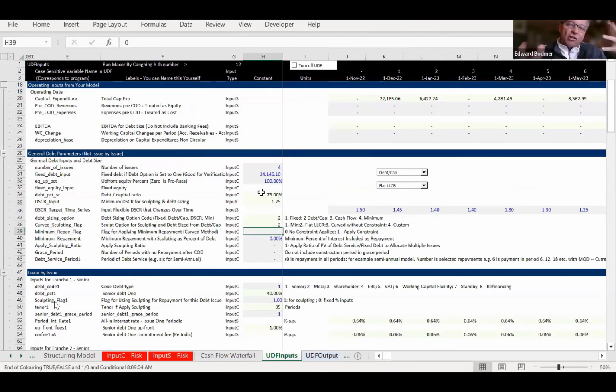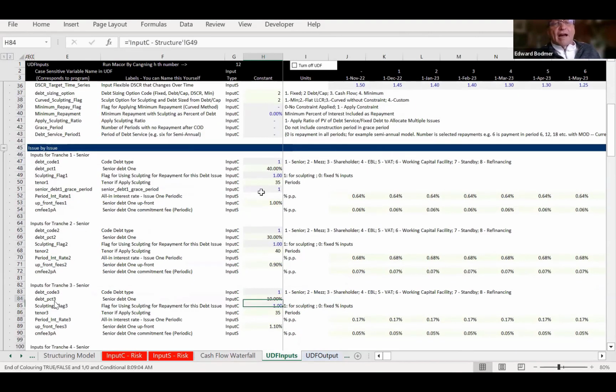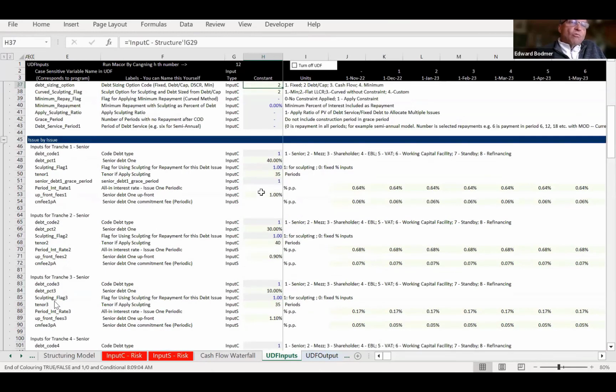And we have all sorts of very real world problems. Maybe the repayment of the debt can't be less than 0, and so forth. And then we put just a few parameters: the interest rate, the percentage of the debt, the tenor of the debt. We put that in for all the different periods, when there are different debt issues.